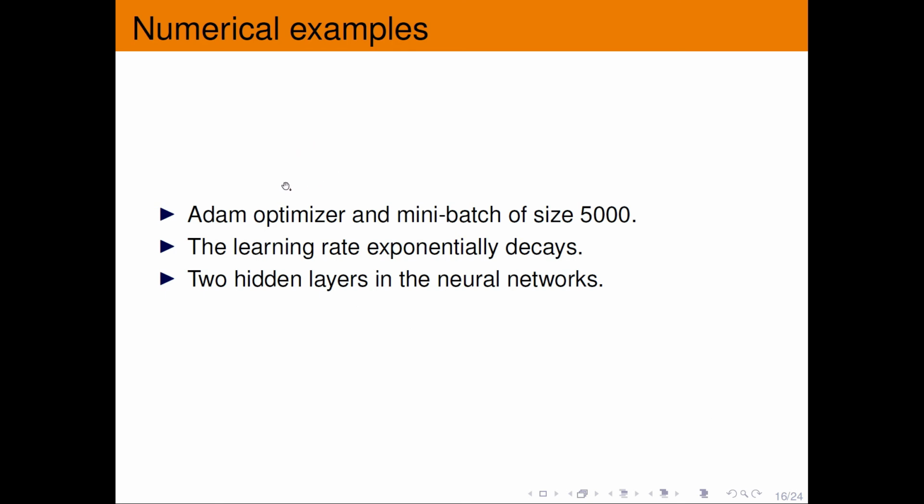In the numerical examples, we train the neural networks using the Adam optimizer and a mini batch of size 5000. The learning rate exponentially decays over the training steps. Two hidden layers are used in the neural networks.